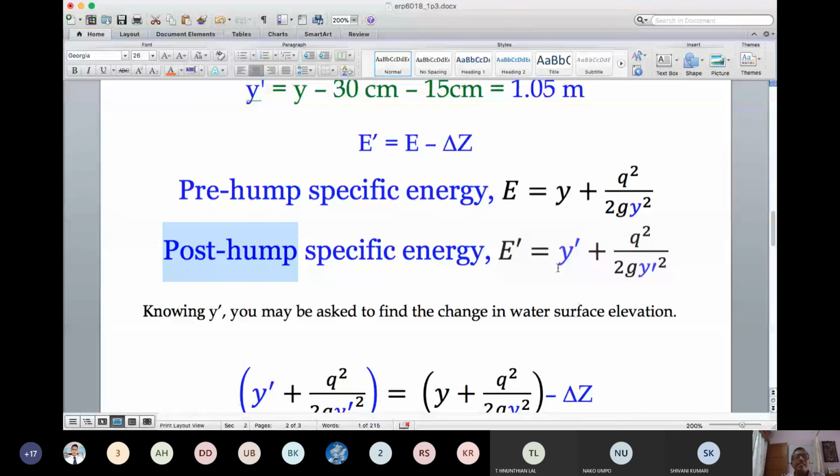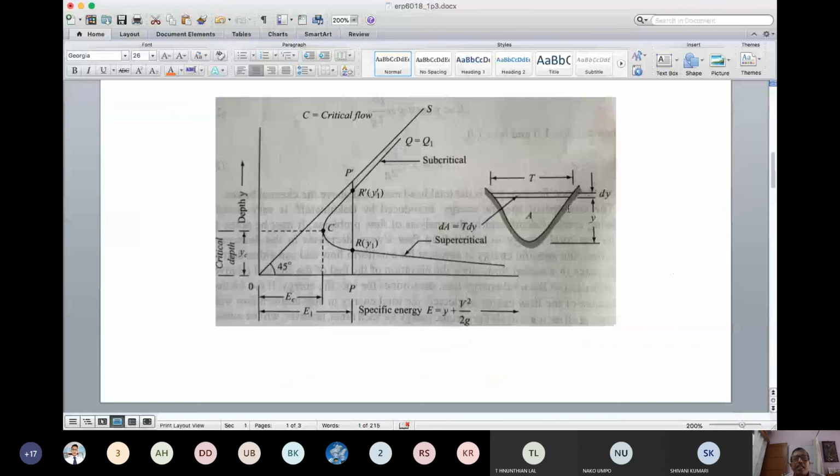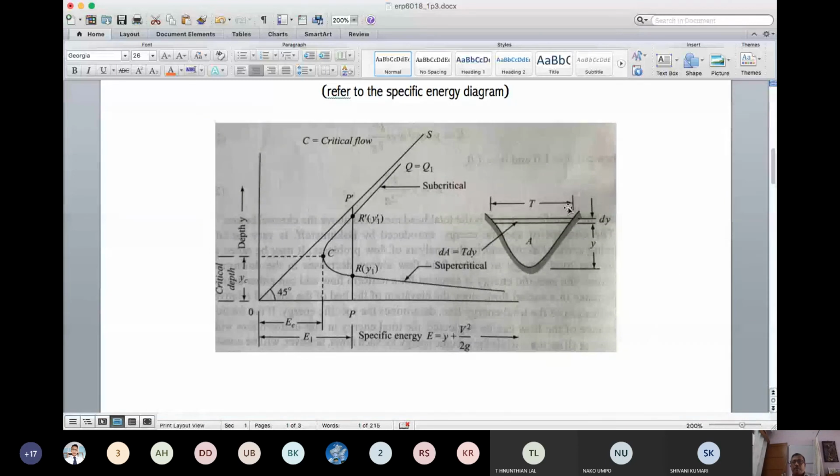So you can try some of those things. Now let's come back to our discussion in the specific energy diagram.